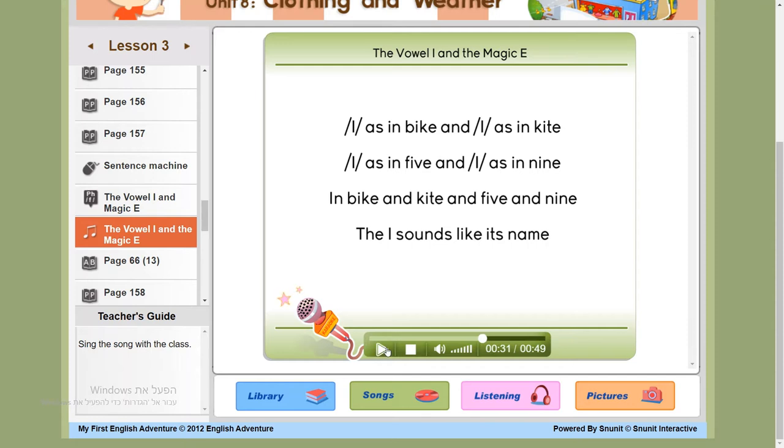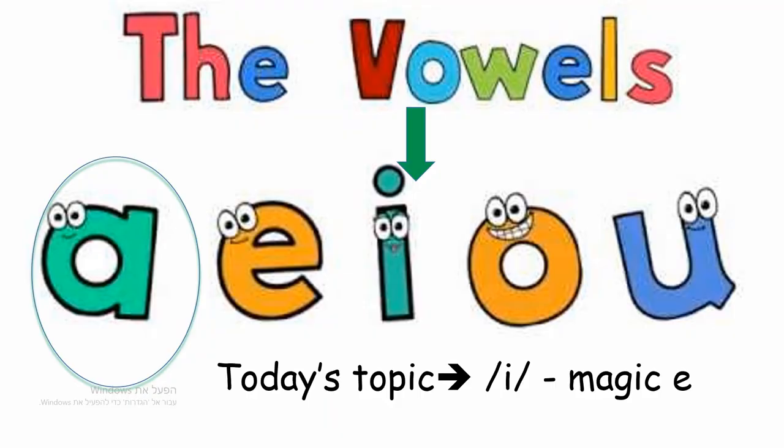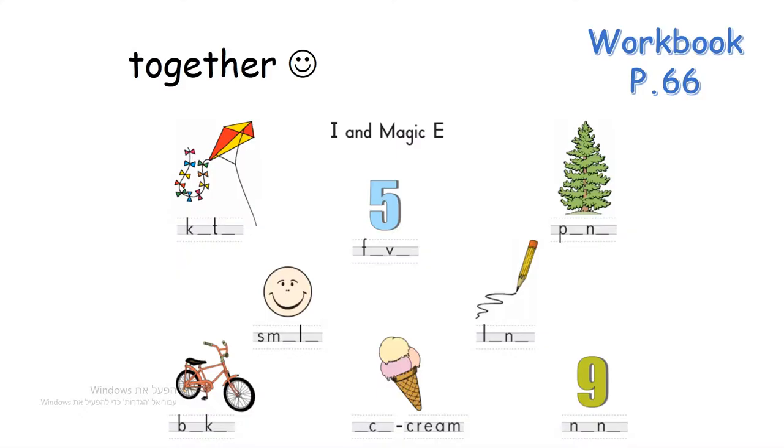Let's continue. When a word has an I and ends in E, the sound of the I is the same as its name, I. After we learn about the long I sound, we will have an exercise. Okay, we will work together. Okay, what's this?